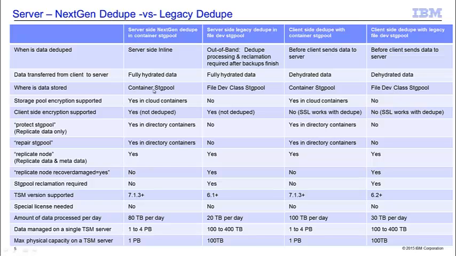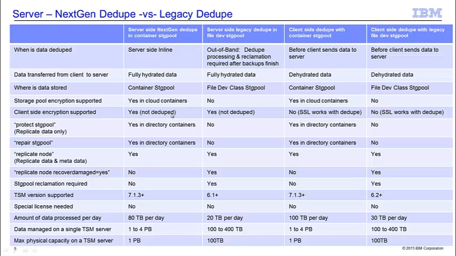Some other differences have to do with encryption. We're introducing a new type of encryption in version 713, and we call that storage pool encryption, and that occurs on the server side. Server-side encryption is supported if you're writing out to a cloud container, and we're going to talk about the different types of containers in a minute. It is not supported with legacy dedupe, and it is supported if the client is writing once again to a cloud container.